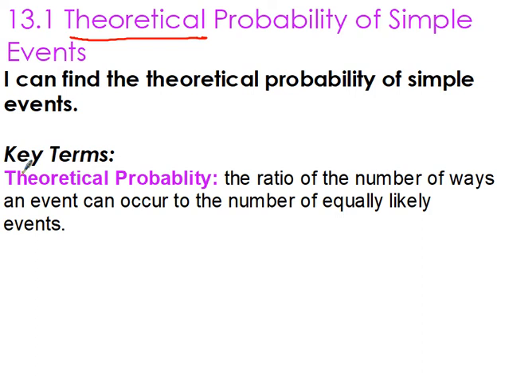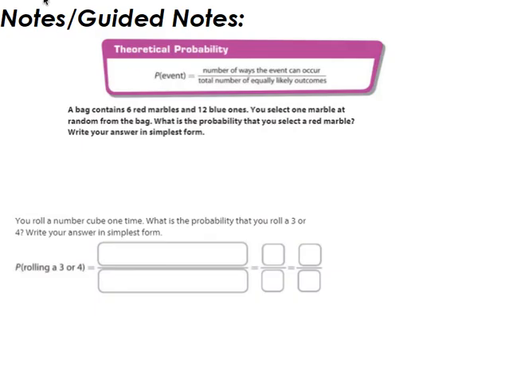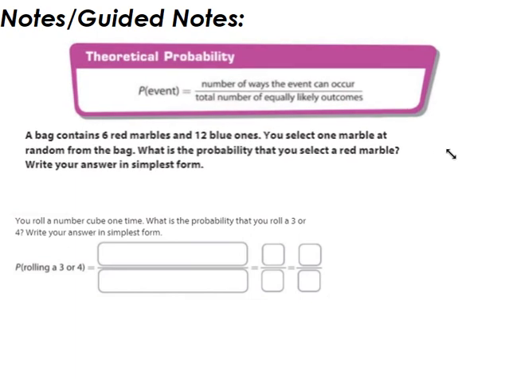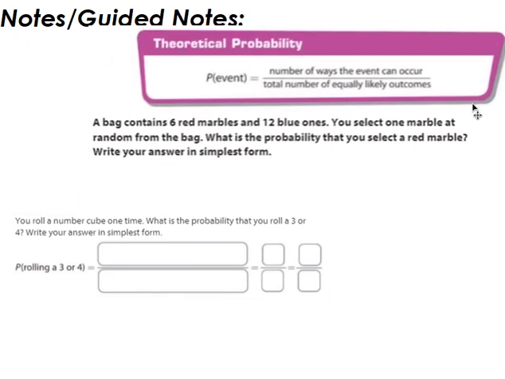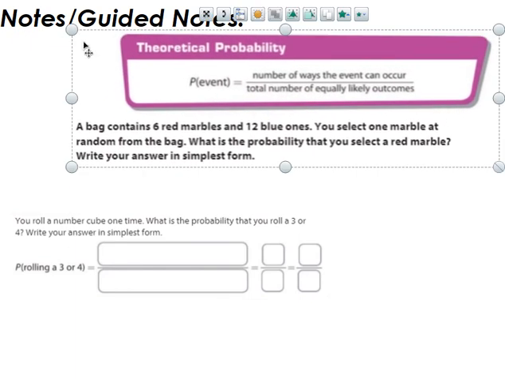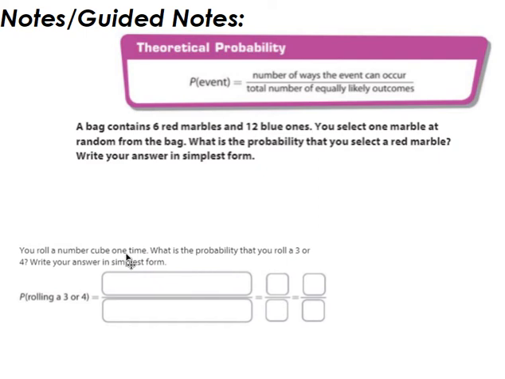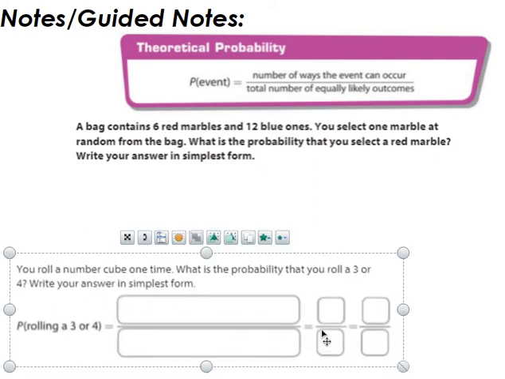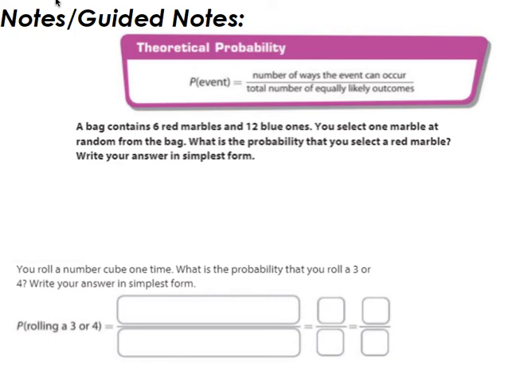So here's your definition of theoretical probability. It is very, very similar to the definition of regular probability. Your formula for theoretical probability is also very similar to your formula for just probability that we've already talked about. So today's not really a lot of new things. It's going to be a lot of the same of what we've already been working on. So let's get to it.